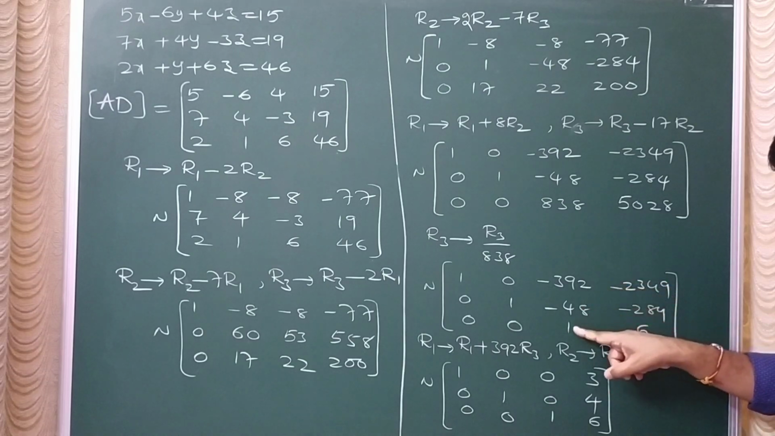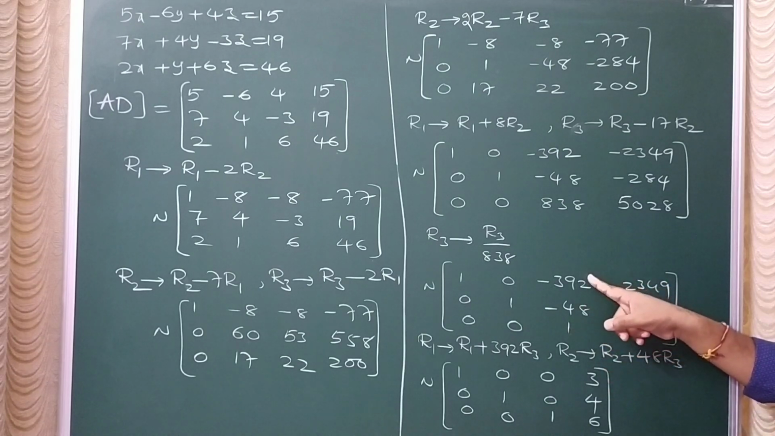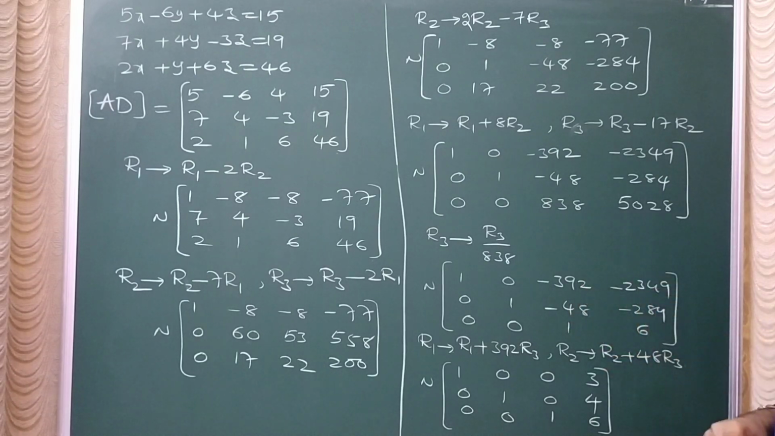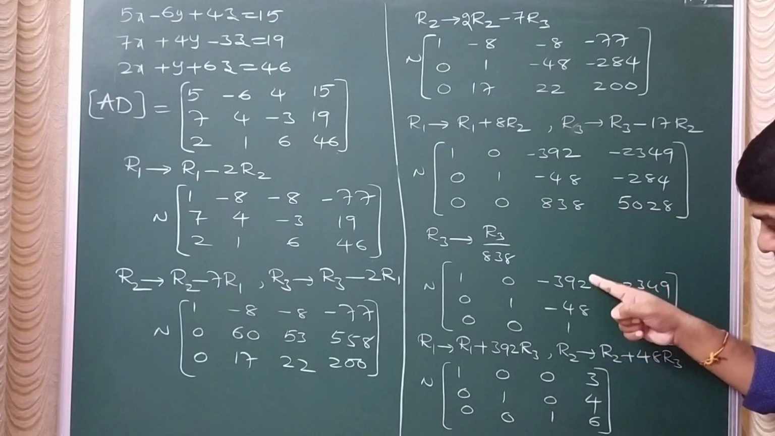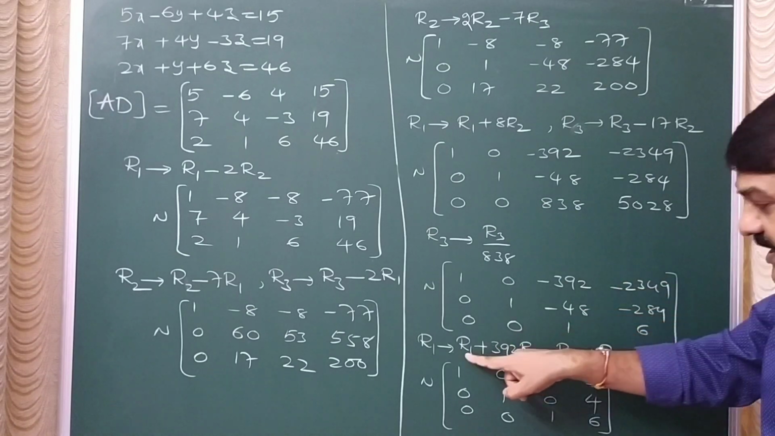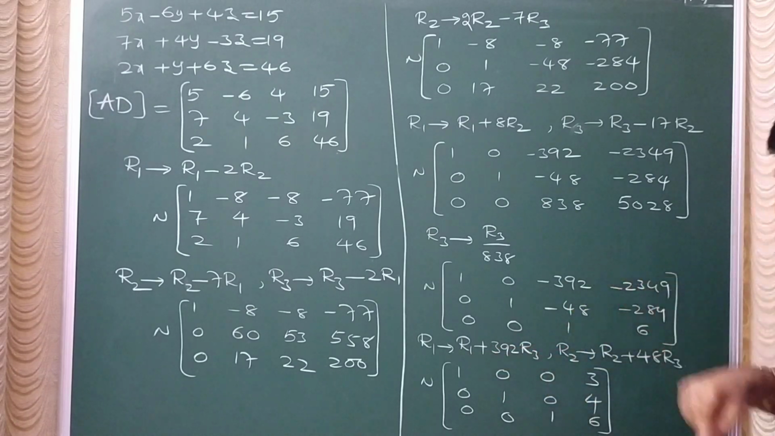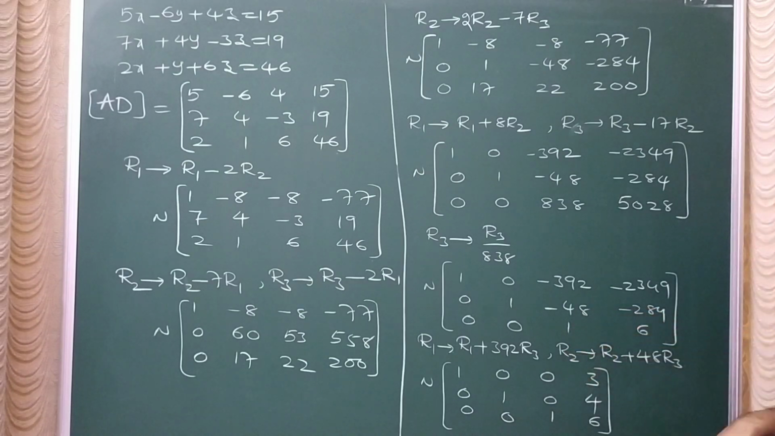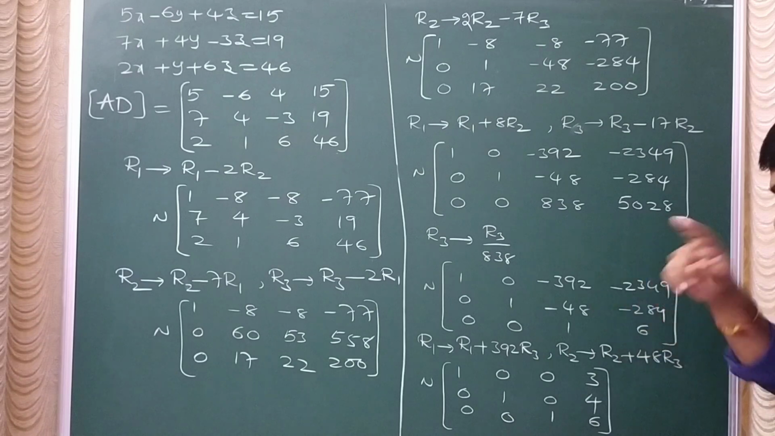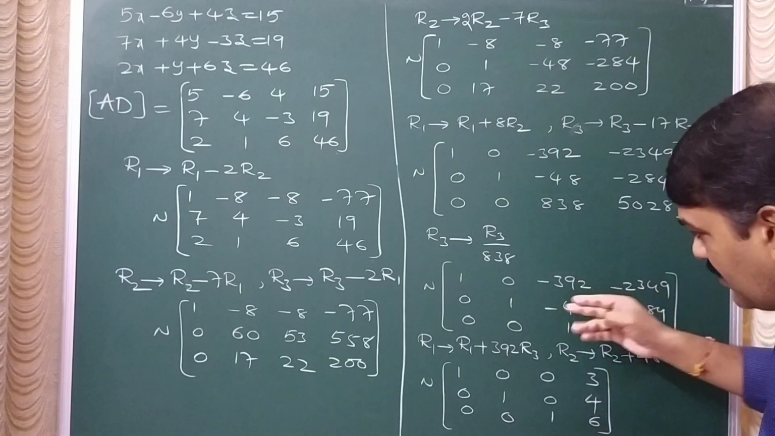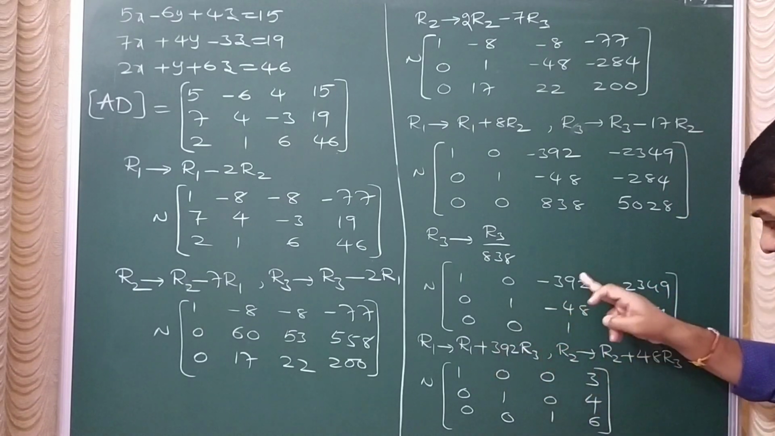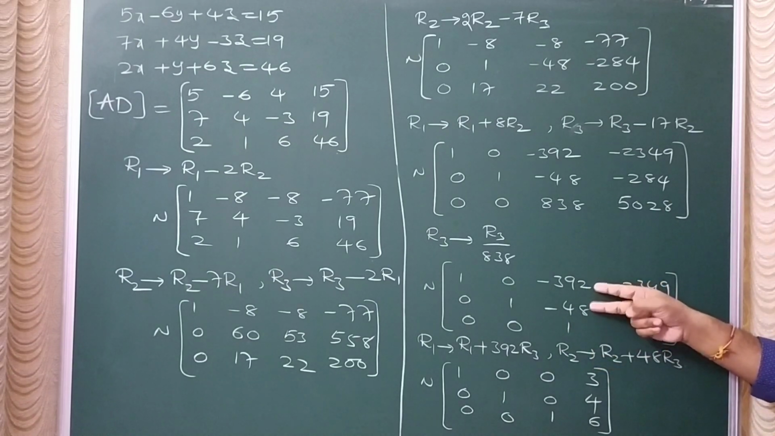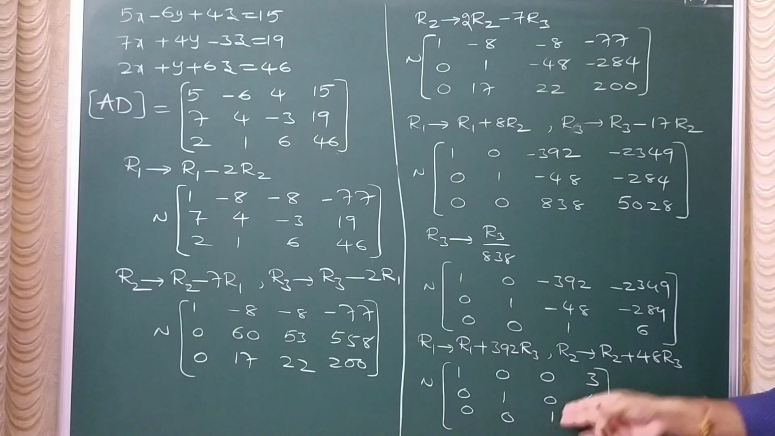Now using this 1, we have to get zeros in these two places. How? Multiply with 392 and add to R1, multiply with 48 and add to R2. So R1 plus 392 into R3 to get 0 here, and R2 plus 48 into R3 to get 0 in this place. Once you do R1 plus 392R3 and R2 plus 48R3, you will get zeros in these two places. The third step is completed.